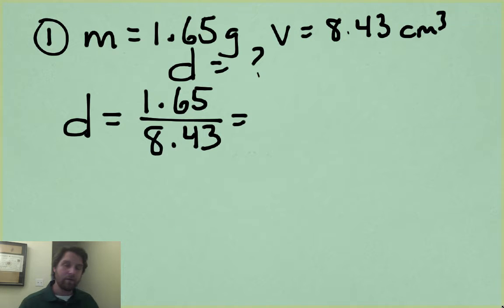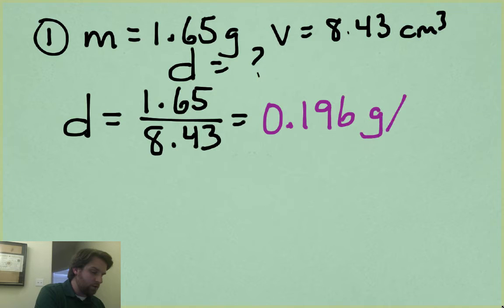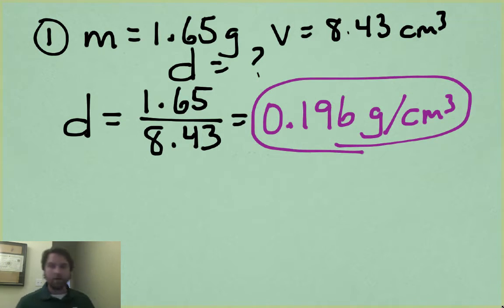You know how many significant figures this needs because both numbers have 3 sig figs. Therefore, your answer will need 3 sig figs. Plug it into the calculator, and I got 0.196, and don't forget your units, grams per cubic centimeter. Circle or box your answer. So that's pretty easy, mass divided by volume.